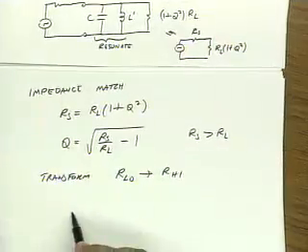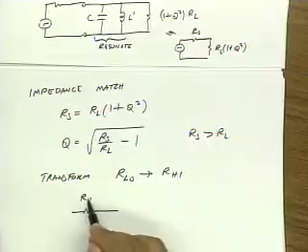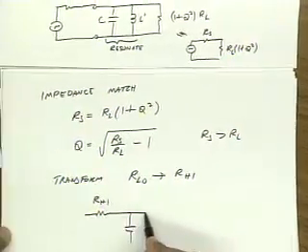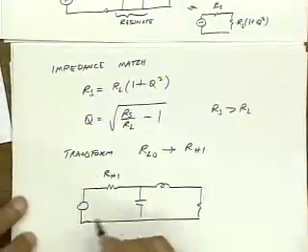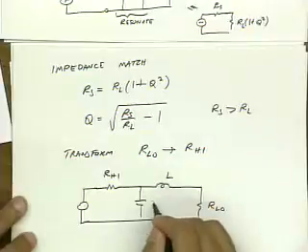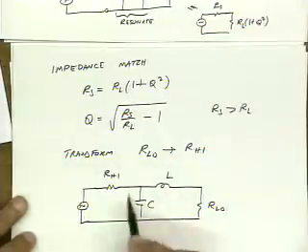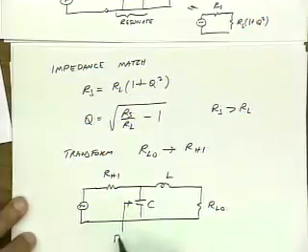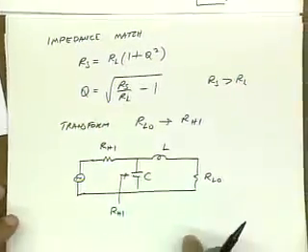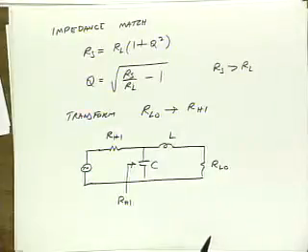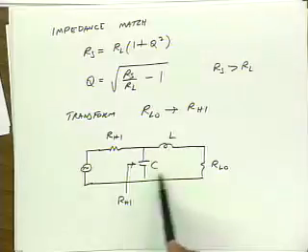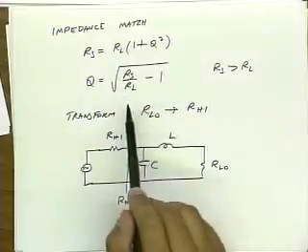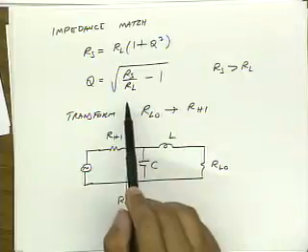In other words, if I redraw this, this is R low. The action of this L matching network is to transform this up so that from here I see R high. And what's really interesting is that the quality factor of this network, assuming I use ideal components, is determined by the transformation ratio.